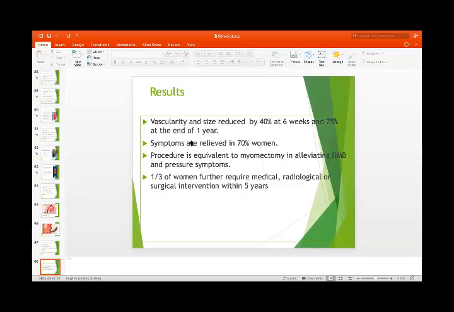And one third of the women require further medical, radiological, or surgical intervention within 5 years. So this is the drawback, that the patient may require further intervention within 5 years, almost one third of the patients.